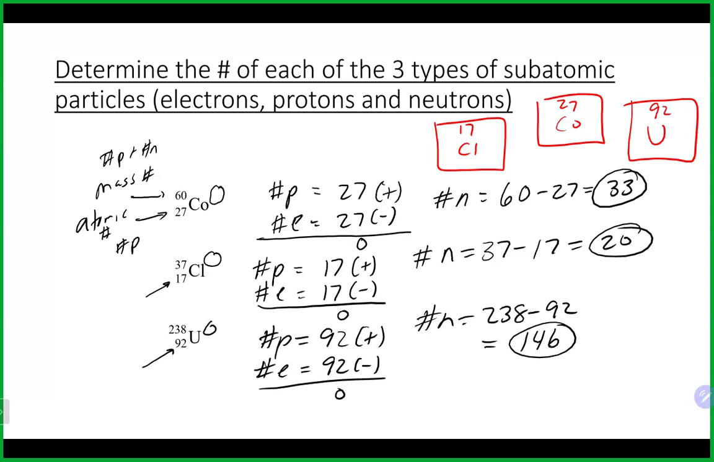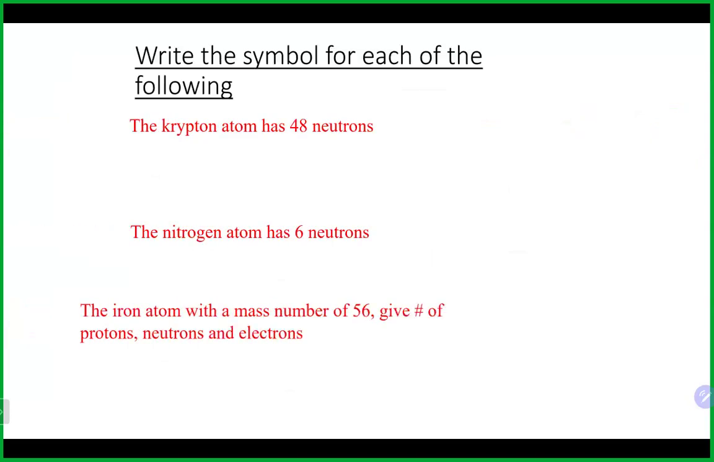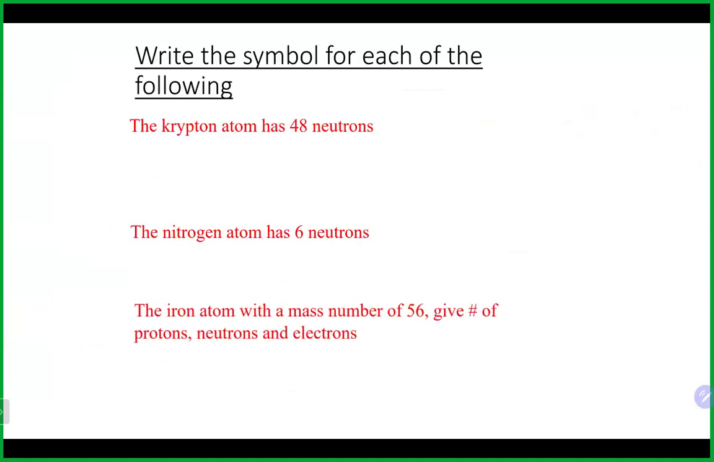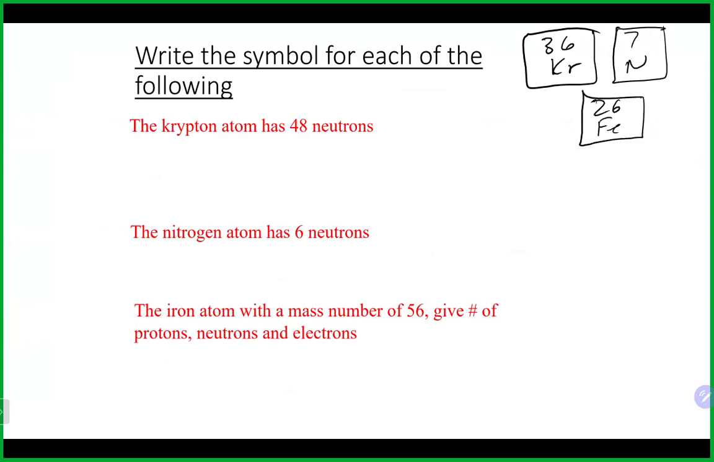Any questions on any of those there? All right, so let's try a few more here. Let's write the symbols. That includes the mass number and the atomic number for each of these. And again, in case you don't have a periodic table handy, let me write kind of what it looks like up there. So that's krypton, nitrogen is 7. And what we got there, iron there is 26. All right, so mass number, atomic number, and symbol, and then protons, electrons, and neutrons for the last one as well.